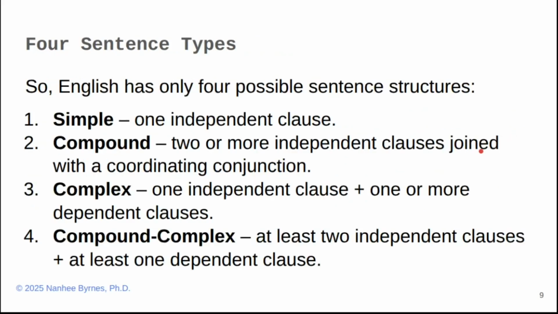The four sentence types. So, to sum up, English has only four possible sentence structures: simple, one independent clause; compound, two or more independent clauses joined with a coordinating conjunction; complex, one independent clause plus one or more dependent clauses; compound complex, at least two independent clauses plus at least one dependent clause. If a sentence doesn't fit into one of these four categories, it's not a correct sentence. That means it's either a fragment, missing a piece, or a run-on, ideas joined incorrectly.